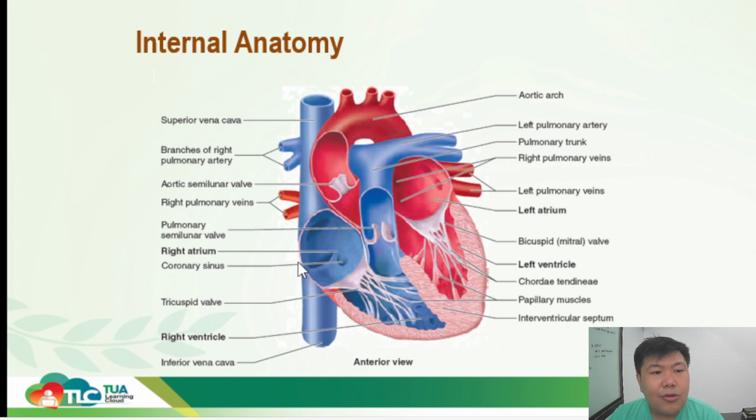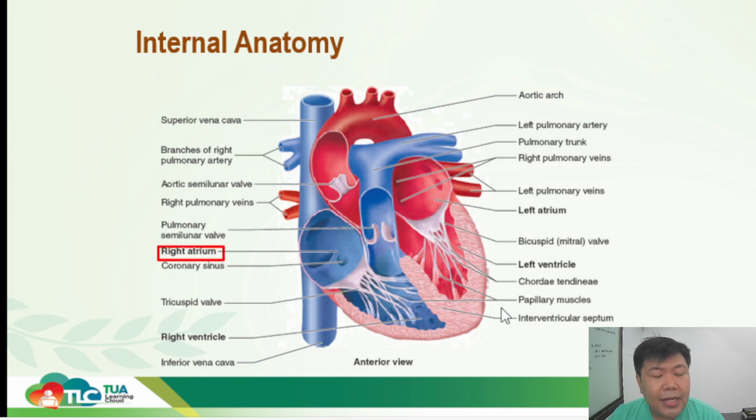So the atrium can be distinguished by its thin walls. You can see naman, no? Very thin yung wall niya ng mga atrium, as compared to your ventricles here, very muscular walls, no? Very muscular walls. So let's start with the right atrium first.